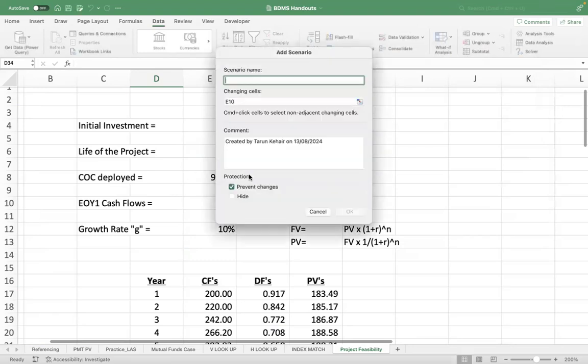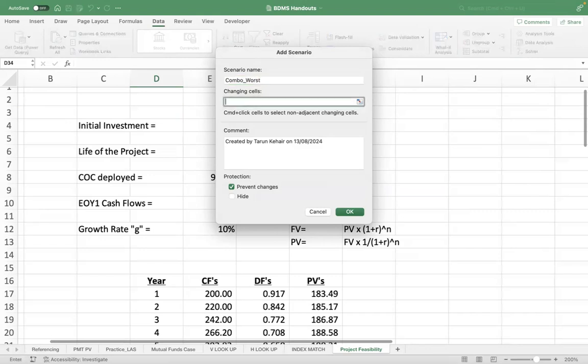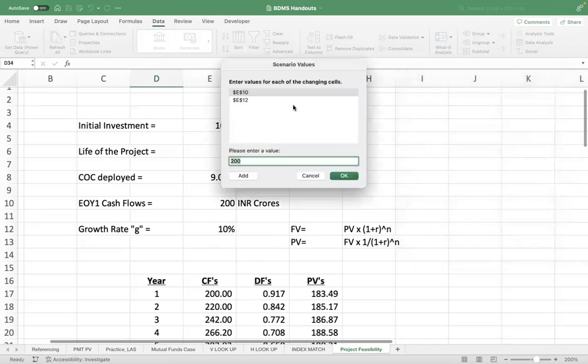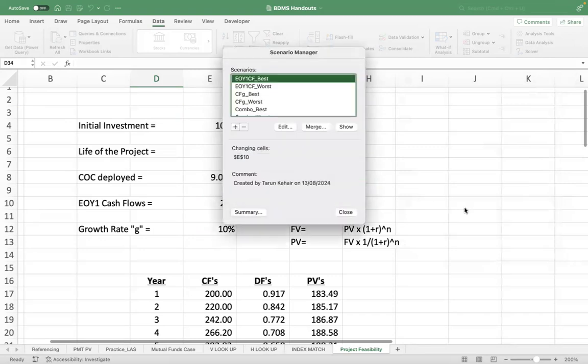Again I make another one called combo worst case. Again two cells, end of year one cash flow and growth rate. Press OK. It will ask here, right, 150 for end of year one cash flow and 8% for growth rate. Press OK. Now how many scenarios have I created? Look here, 1 2 3 4 5 6 scenarios.